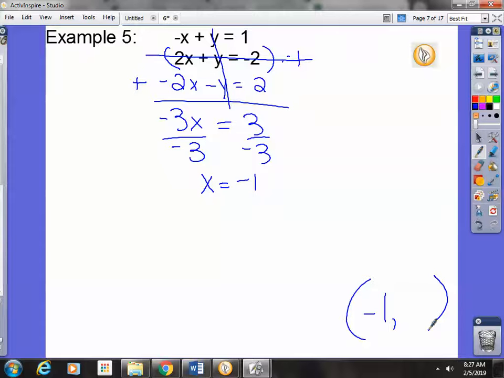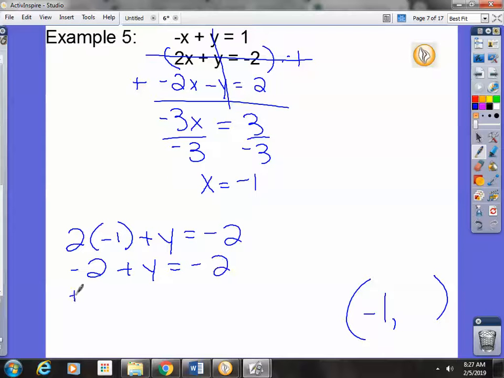Substitute it back in. And again, it doesn't matter which equation. I'm going to use the second equation. So 2 times negative 1 plus y equals negative 2. So negative 2 plus y equals negative 2. I'll add 2 to both sides. y equals 0. Negative 1, comma 0.